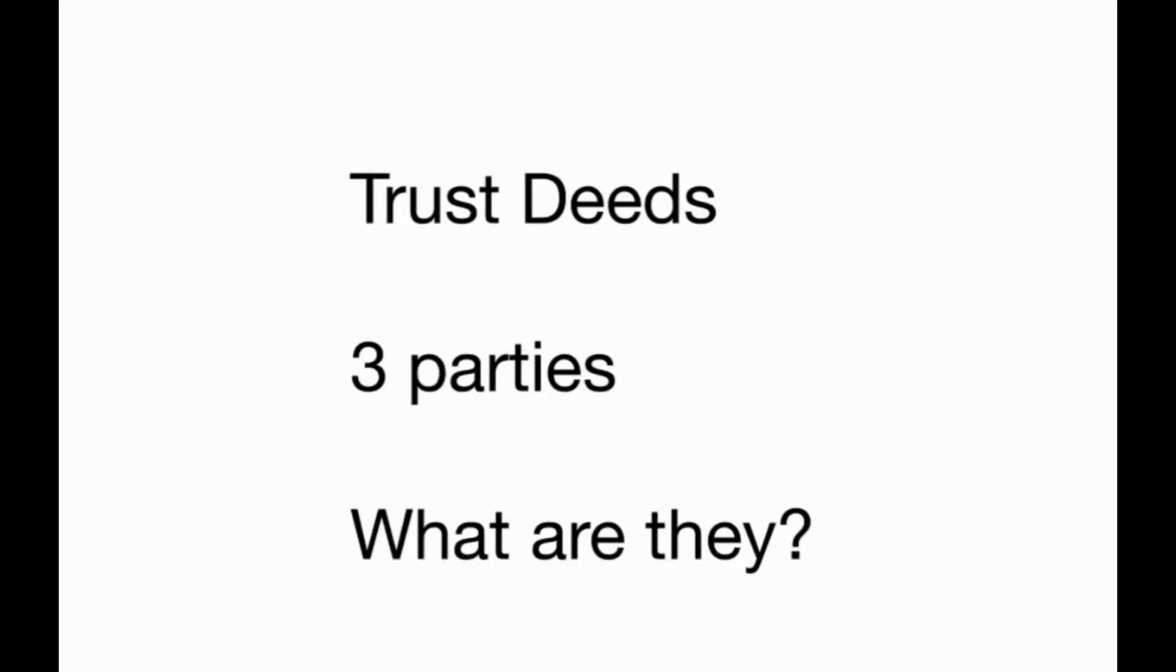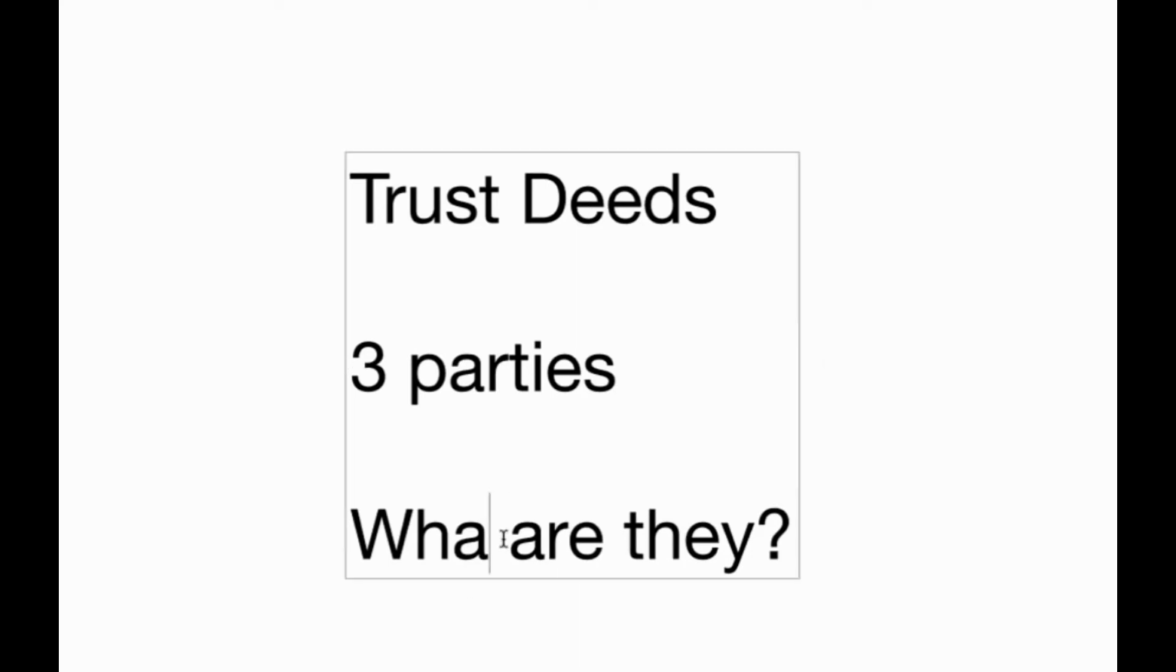Just when we thought we were out of the woods, there's this other annoying thing that comes up. Trust deeds. How annoying is that? I know. But it's actually very simple. The trust deed has three parties. Do you know who they are? Trustor, trustee, and beneficiary.